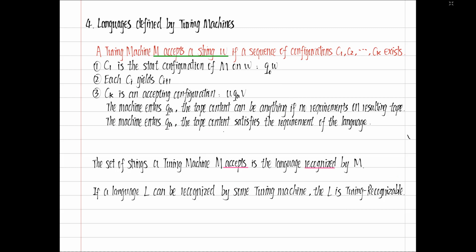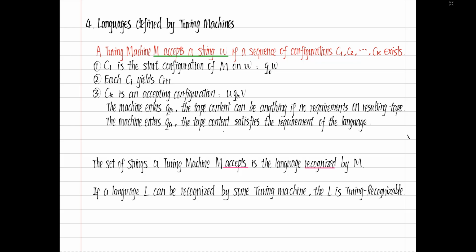Alright, now that we know the working mechanism, we can talk about the languages defined by Turing machines. A Turing machine M accepts input W if a sequence of configurations C1, C2 through Ck exists, where C1 is the start configuration of M on W, each Ci yields Ci plus 1, and Ck is an accepting configuration. That means QA is in Ck.